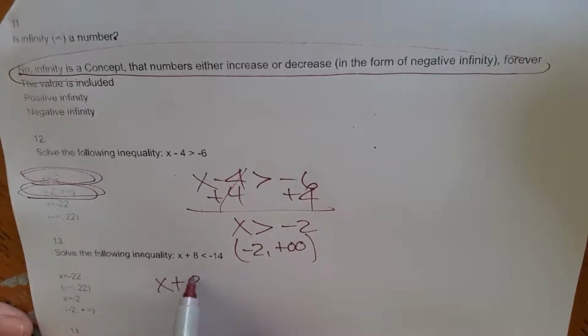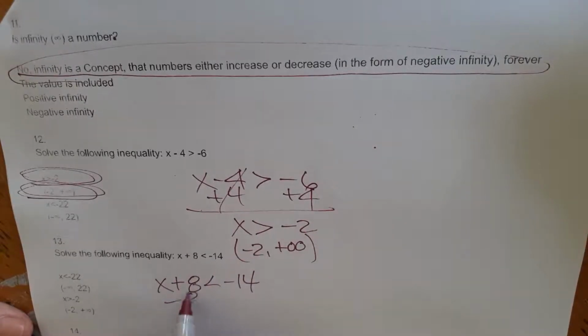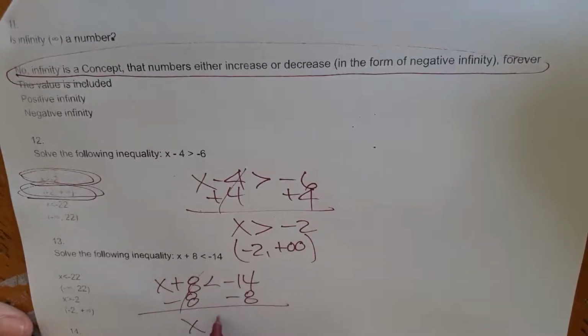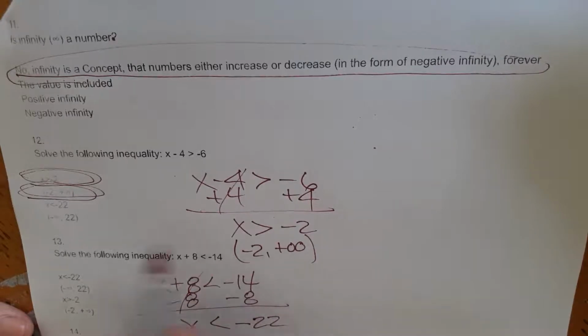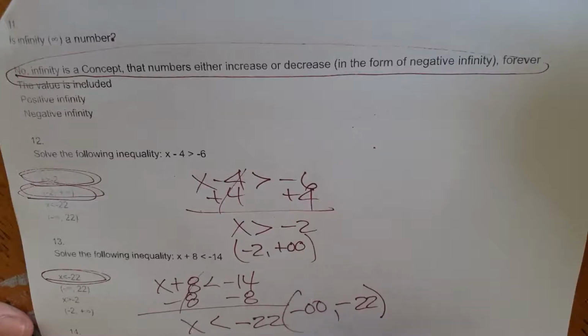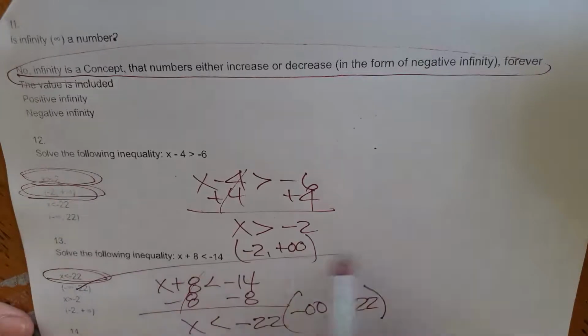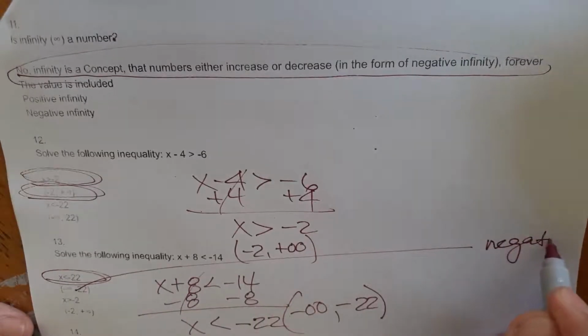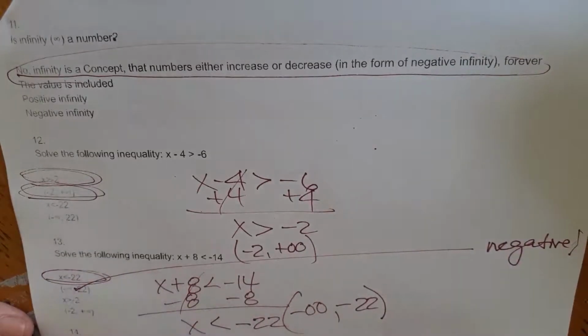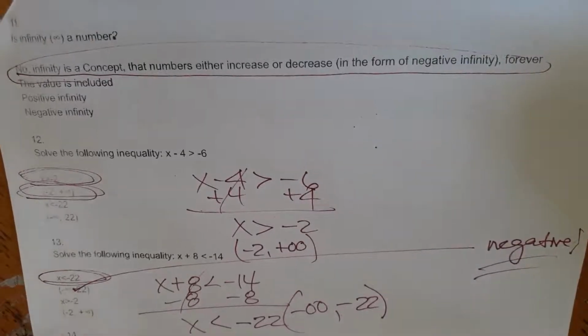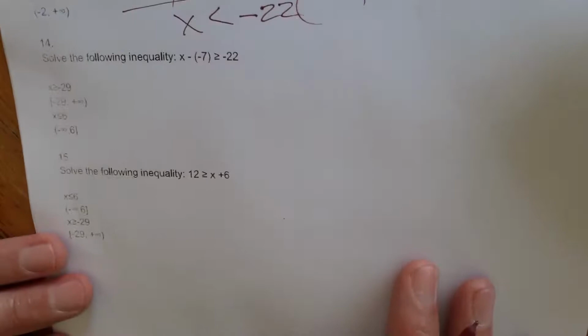All right, let's do this one. X plus 8 is less than negative 14. Go minus 8 and minus 8 on both sides. X is less than, we're keeping the symbol the same, negative 22. That's one answer. And if you put it in set notation, you would have a parenthesis, negative infinity, comma, negative 22, parenthesis. I'd like to see a negative here. So we'll fix that by the time you guys take it, okay? It's a typo.